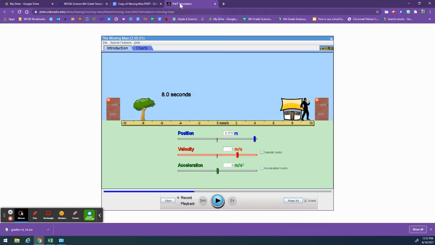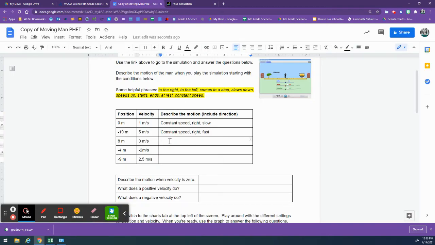Now I'm going to put the position at 8 meters and the velocity at 0, and I'm going to hit play. Okay, so now time is still passing, but the man is not moving, and that's because the velocity or the speed is 0. So that indicates no motion.